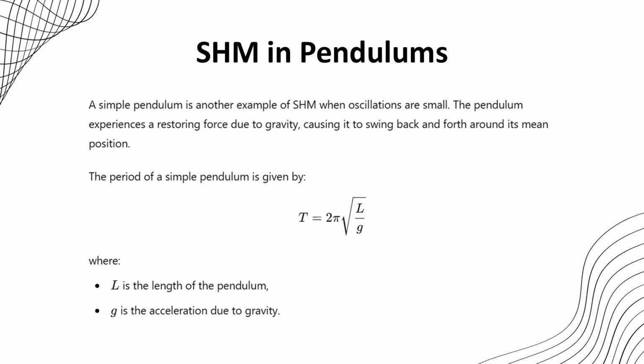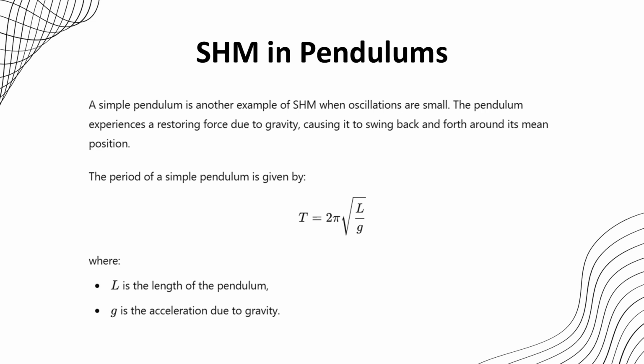A simple pendulum also exemplifies SHM under small displacements. Gravity provides the restoring force, pulling the pendulum back toward its equilibrium. Like the mass spring system, the pendulum oscillates with a period depending on its length and gravitational acceleration, highlighting SHM's consistent principles across different systems.